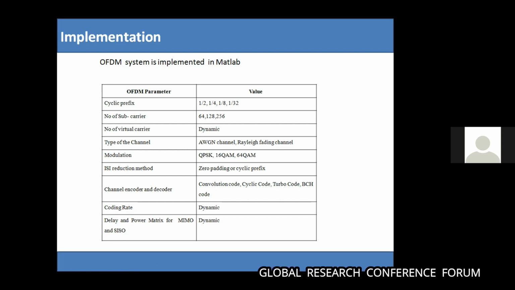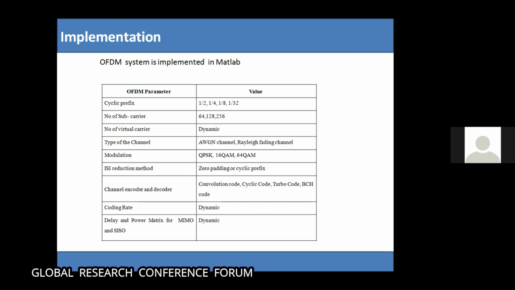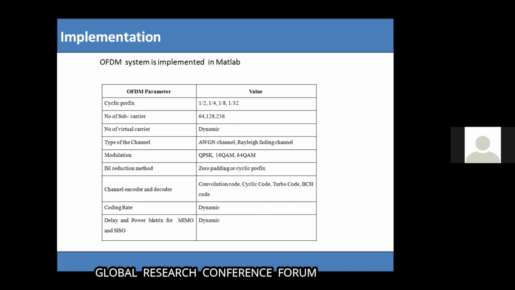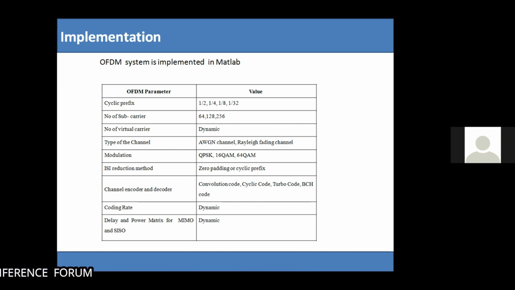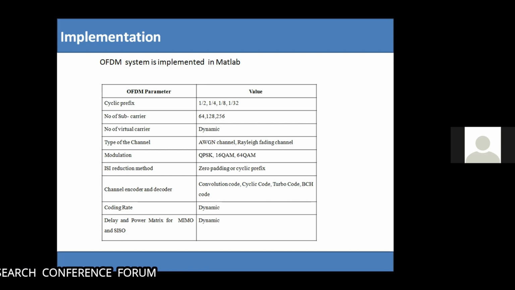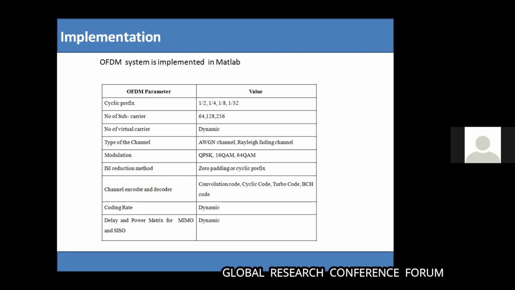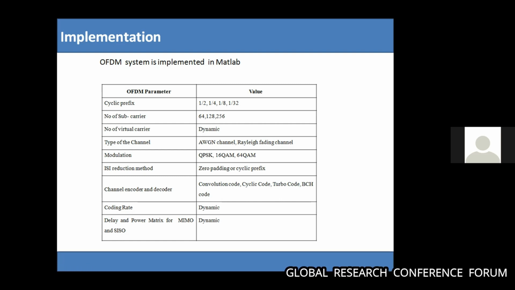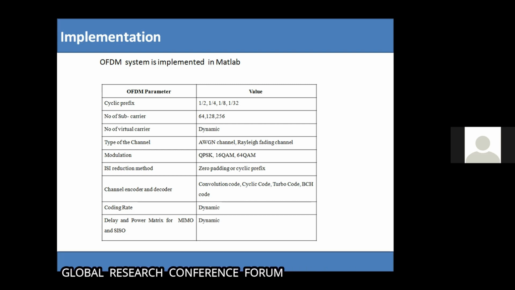In a similar way, this program or model supports different numbers of subcarriers, which may be 64, 128, or 256 and so on. That may go up to the 2000s. No issue with this model. Then, in a similar way, we have kept some other parameters, like the ISI reduction method, zero padding or cyclic prefix. Then the channel encoder and decoder, and the coding rate is also dynamic, which may be 1/2, 1/4, or it may be 0.5, 0.75, like that.